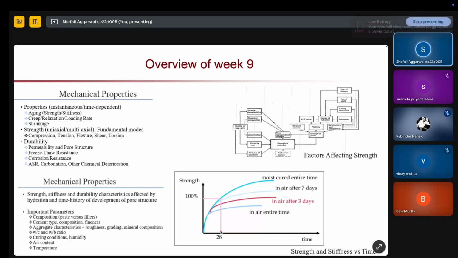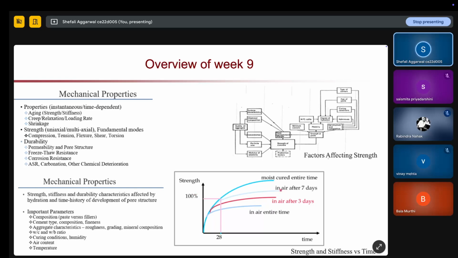It's a long term process, like many people will calculate at 56 days also, 90 days also, but generally if we talk about target strength, almost 98% of target strength is gained at 28 days. So if we see here, there are different curing conditions, and in different curing conditions there are different types of strength gain. If we talk about our moist cure condition completely, like if we are keeping it in a moist environment for 28 days, it's showing that almost 100% of strength is gained.